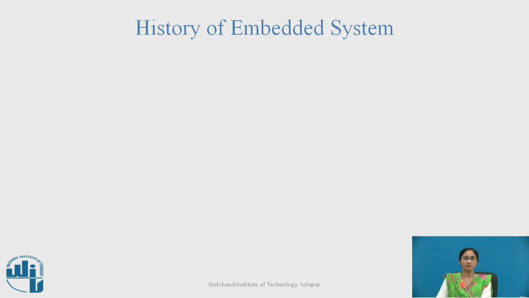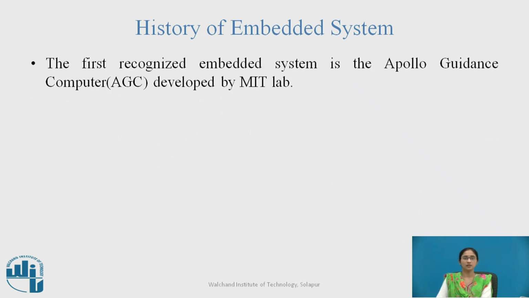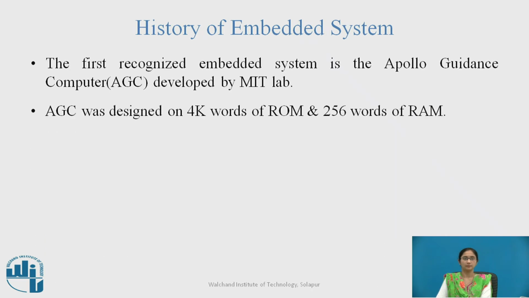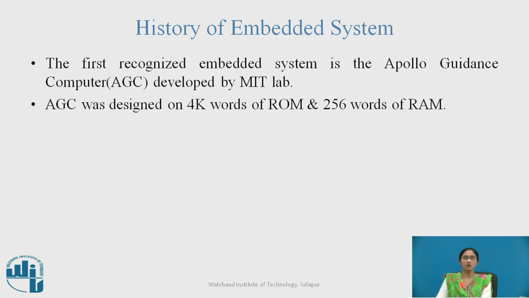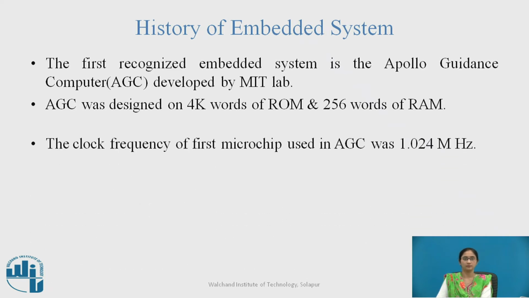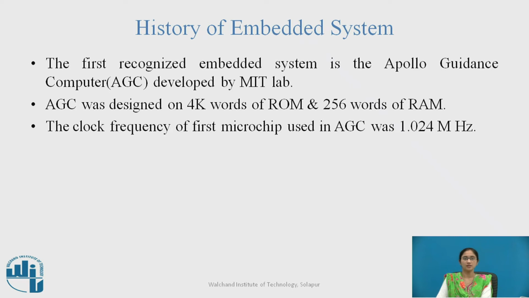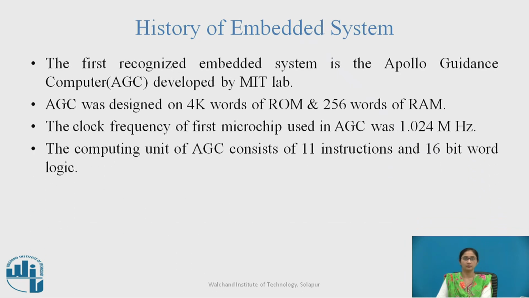History of embedded system. The first recognized embedded system is the Apollo Guidance Computer, AGC, developed by MIT Lab. AGC was designed on 4K words of ROM and 256 words of RAM. The clock frequency of the first microchip used in AGC was 1.024 MHz. The computing unit of AGC consists of 11 instructions and 16-bit word logic.